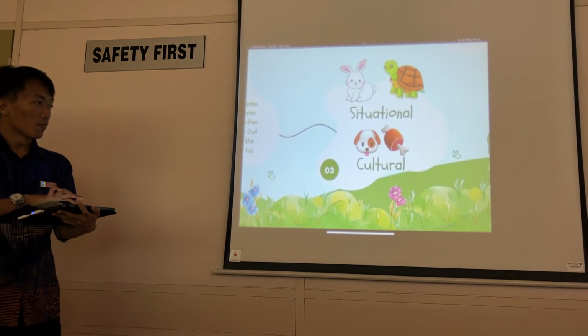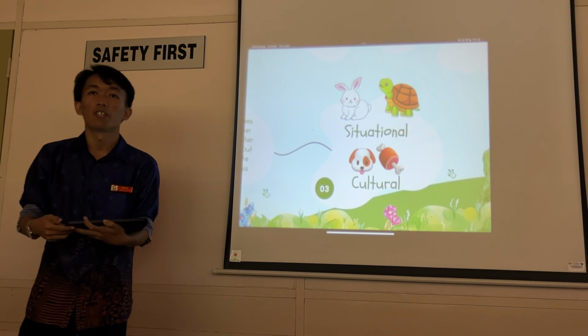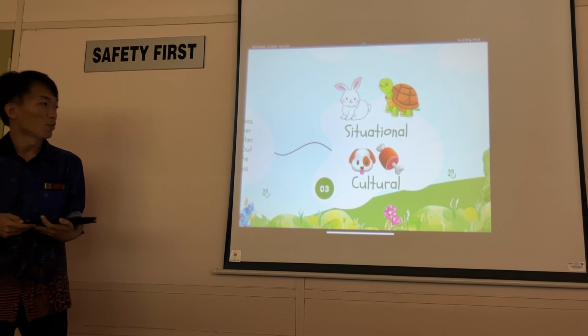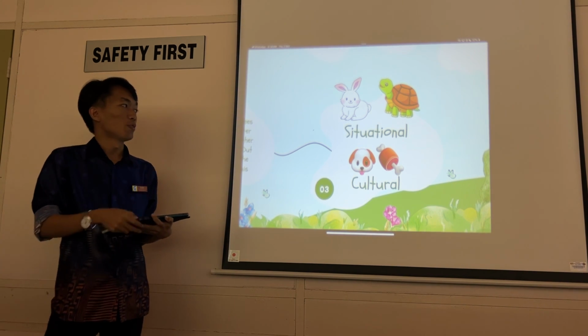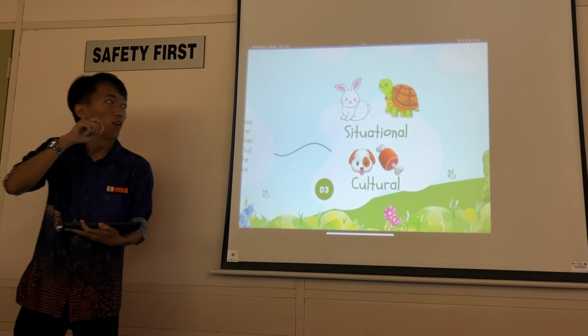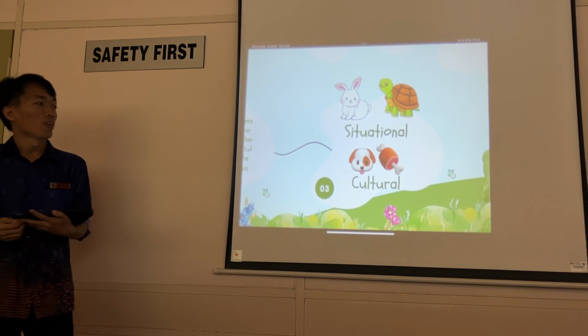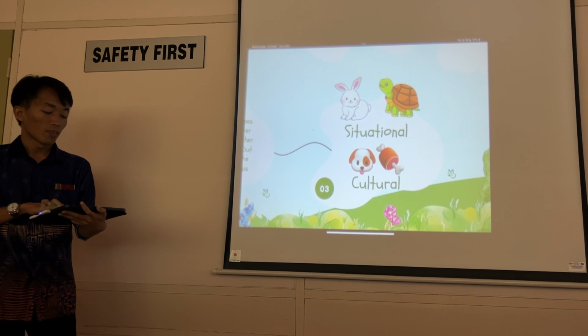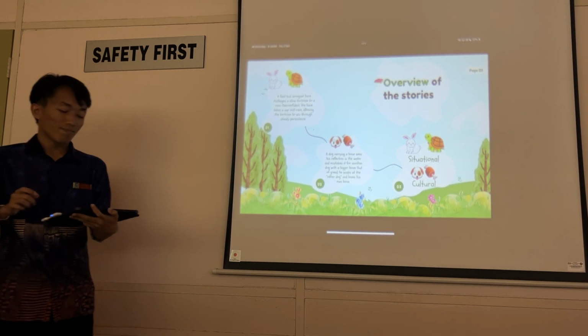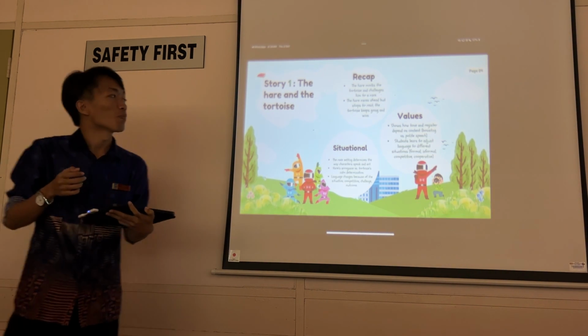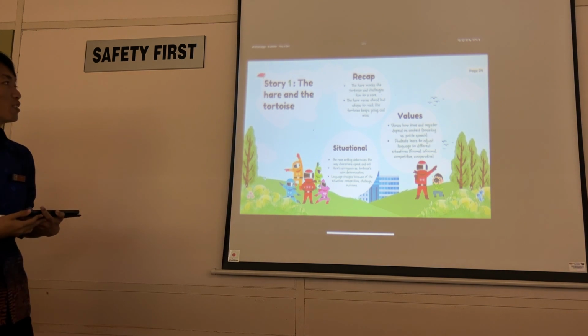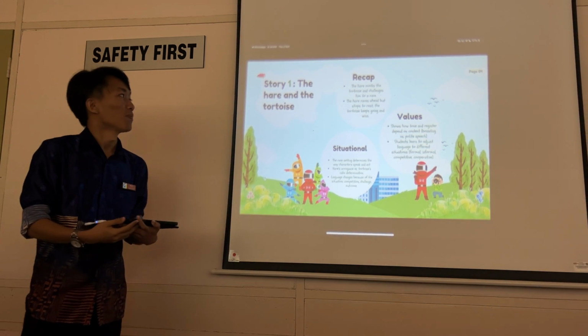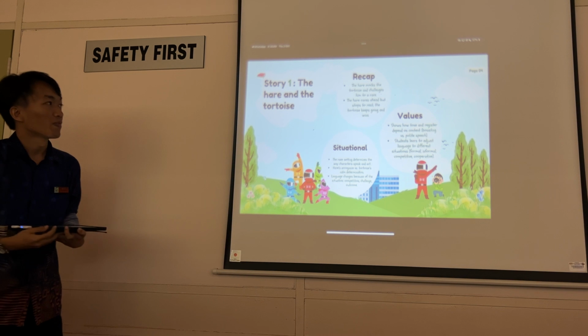Now, each of these 2 stories has its own context. I've chosen situational for the first story, the hare and the tortoise, and cultural for the second story, the dog and the bone. Okay, now without further ado, we're going to look at the first story, the hare and the tortoise.